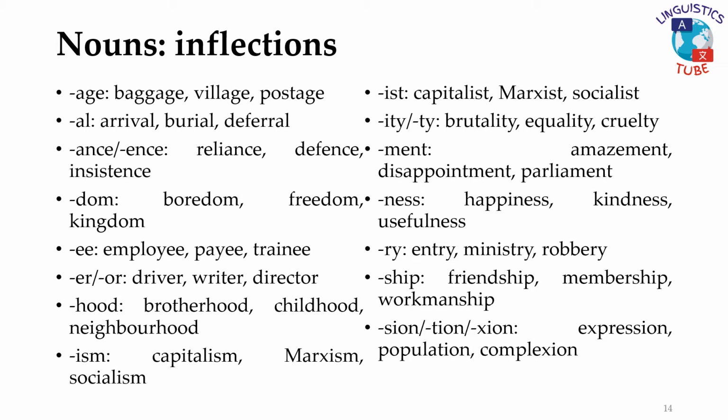Firstly, the noun inflections. Idge, such as village. Al, arrival. Ance, reliance. Dom, boredom. Ee, employee. Er, driver. Hood, brotherhood. Ism, capitalism. Ist, socialist. Ity, brutality. Ment, amazement. Ness, happiness. Ry, entry. Ship, friendship. Tion, population. Please pause the video to think of another noun with these inflections.